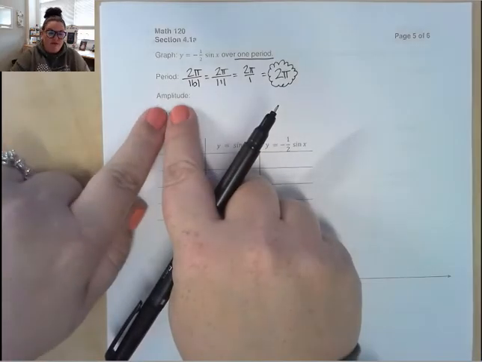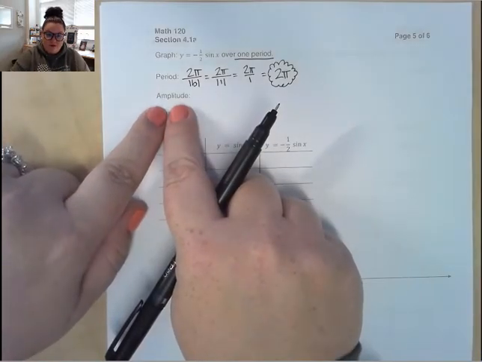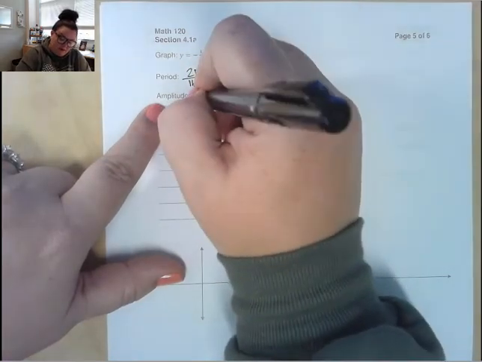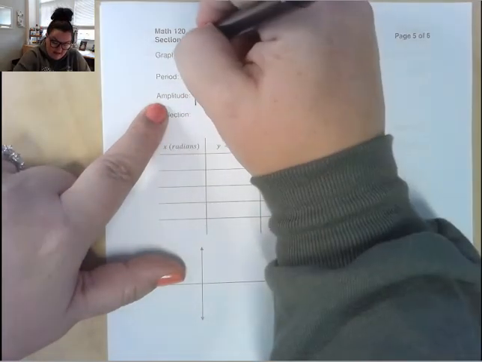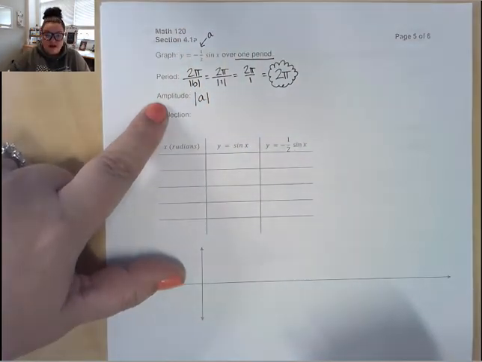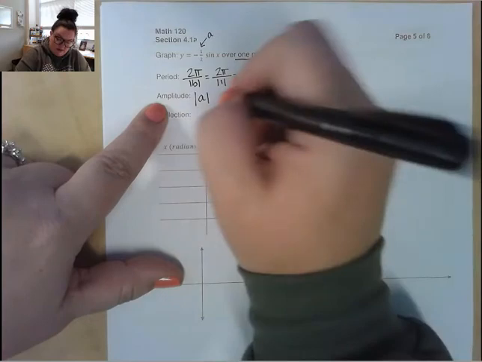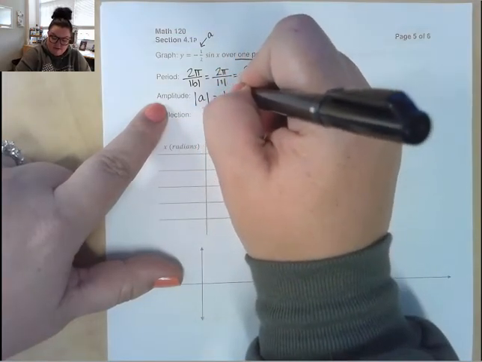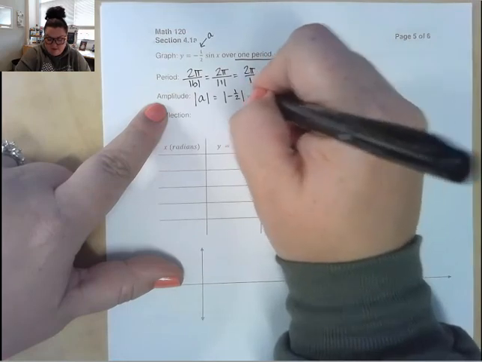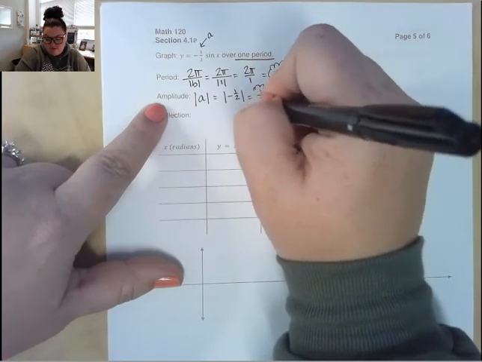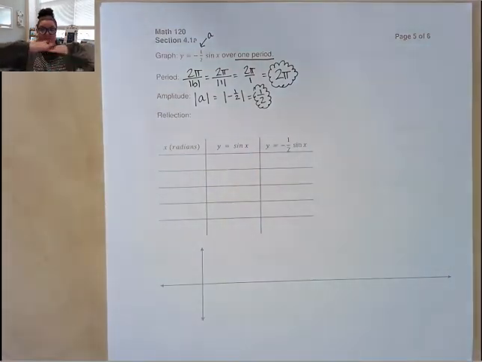Then we want to look at our amplitude. Remember, our amplitude we get by doing the absolute value of a, and a is the number in front of the sine function. So we're going to do the absolute value of negative 1/2, which is 1/2. What that tells me is that from my vertical center up to my maximum, or my vertical center down to my minimum, should only be a distance of 1/2. Like our last problem, remember, it was 2 units from the vertical center. So this one might be a little bit squished.